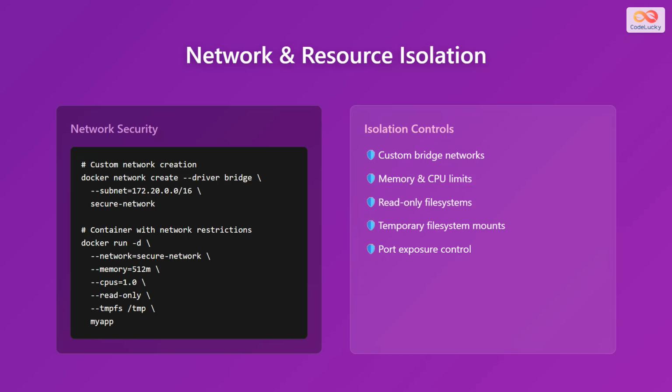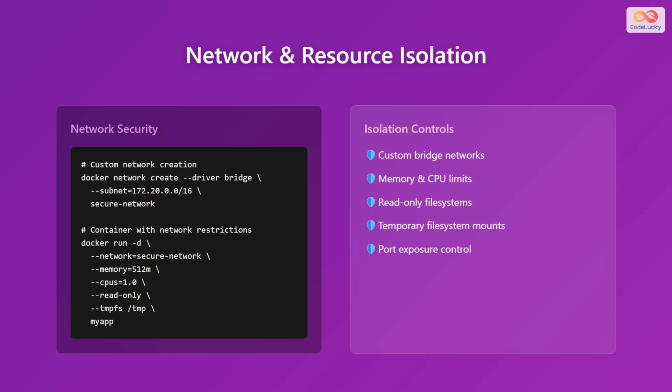Isolating your containers in terms of network and resources is another essential security measure. You can create custom bridge networks to isolate your containers from the host network. Additionally, you can set memory and CPU limits to prevent resource exhaustion. You can also make the file system read-only and use temporary file system mounts for sensitive data. Also, expose only the necessary ports for the container to function.